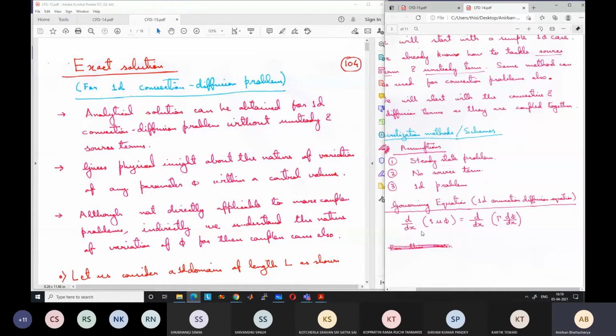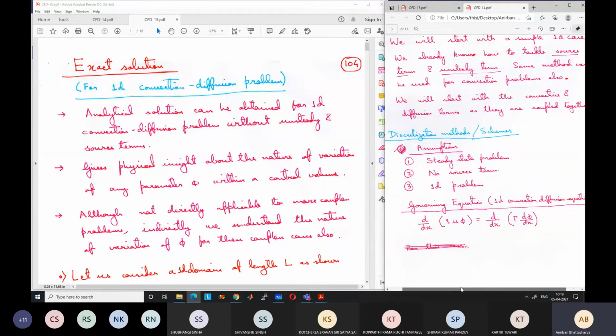Okay. So d/dx of (rho u phi) is equal to d/dx of (gamma d phi/dx). For this problem, without any source term and without an unsteady term, is any analytical solution possible? That is what we are trying to find. And actually it is possible, and we will be able to derive that analytical solution. So that is what we are going to do next.